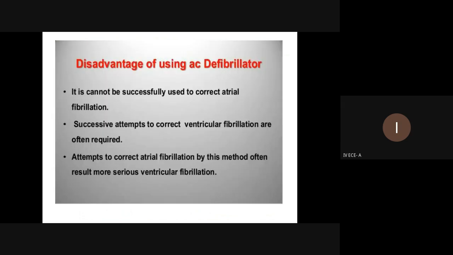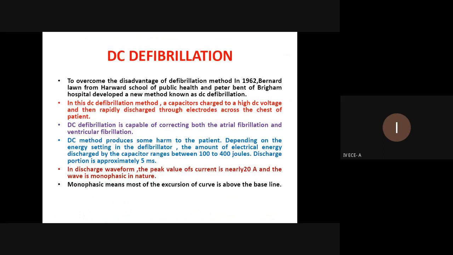So what are the disadvantages of the AC defibrillator? It cannot be successfully used to correct atrial fibrillation. Successive attempts to correct ventricular fibrillation are often required. Attempts to correct atrial fibrillation by this method often result in more serious ventricular fibrillation. Okay, so these are the disadvantages of using an AC defibrillator.